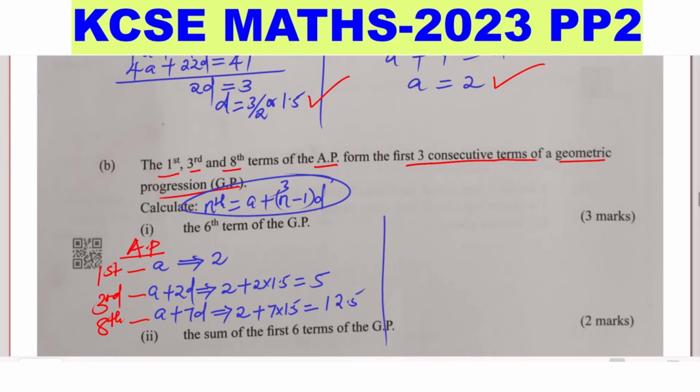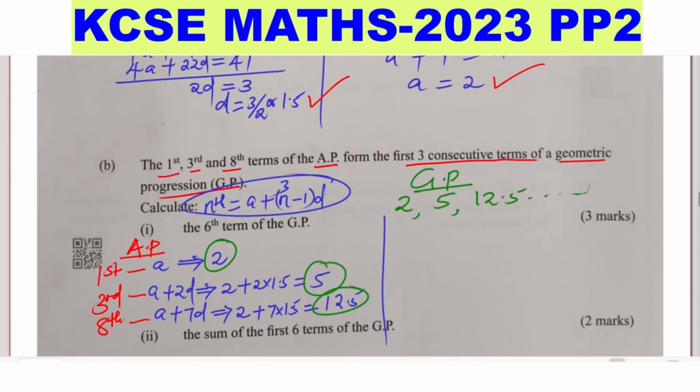So now we have the first, third, and the eighth terms. So the first is 2. The third is that one. So these 3 form the first 3 consecutive terms of a GP. So now for the GP, we have 2 as the first term, 5 as the second term. That is what we mean by consecutive. And then the 8th term as 12.5, like that. So that is a GP. And you're getting this term from the AP.